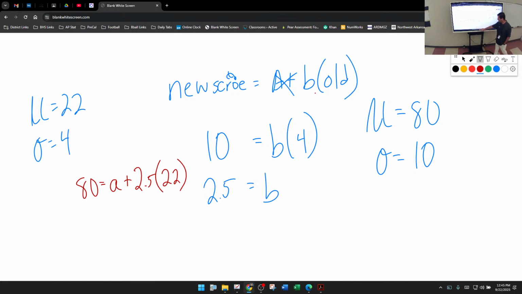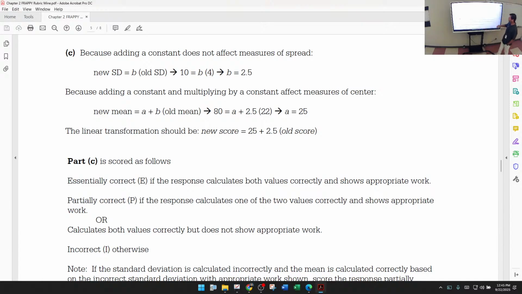Okay, now let's go back and let's hit my rubric and see. So, because adding a constant does not affect the measure of spread, then we'll take that 10 divided by the 4. We'll get B is 2.5. Here is the old score. There's where we get A is 25.